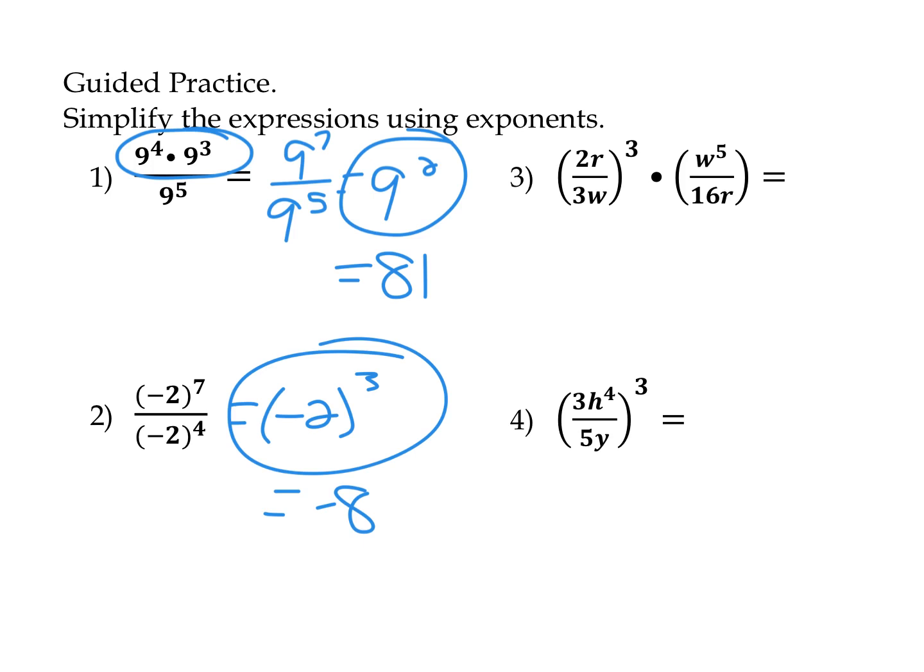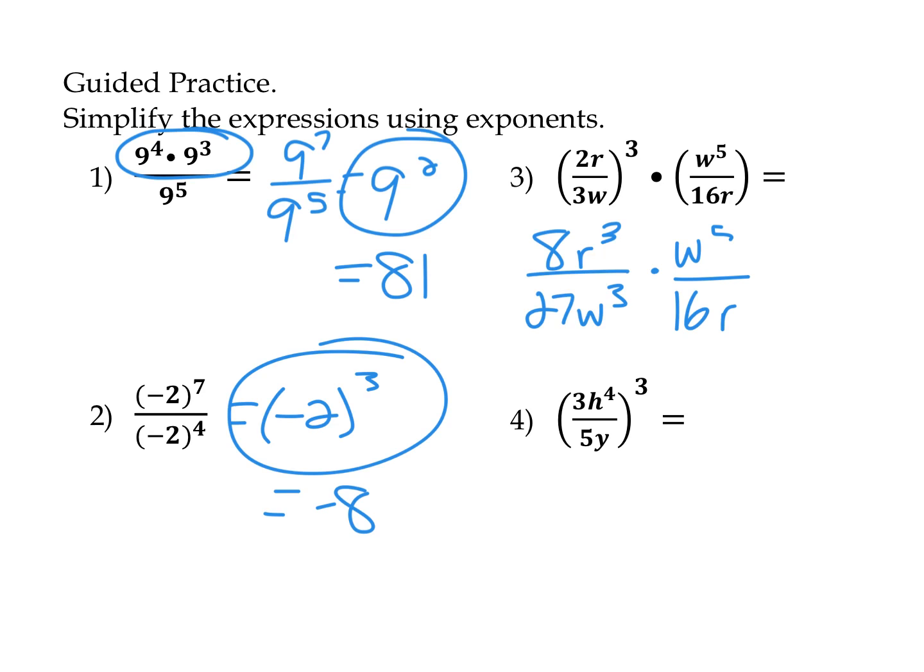And then in problem number 3, we have 2r over 3w, to the 3rd. So let's start with that. We have 2 to the 3rd. Don't forget we have to take that 2 to the 3rd, which would be 8, or if you want to write it as 2 to the 3rd, that's fine. r to the 3rd over 3 to the 3rd, which would be 27 w to the 3rd, times w to the 5th over 16r. And now we can simplify this.